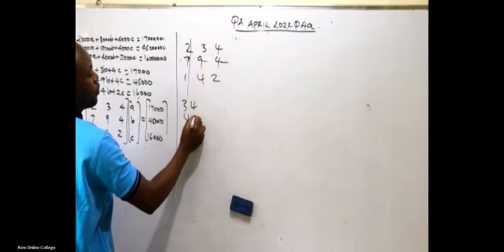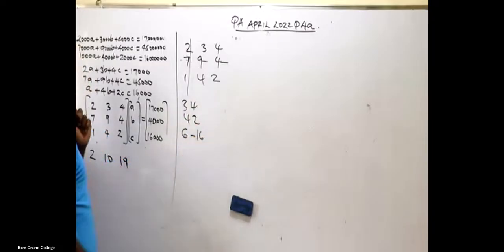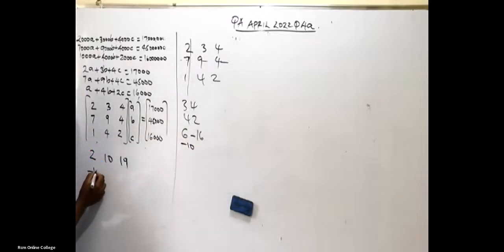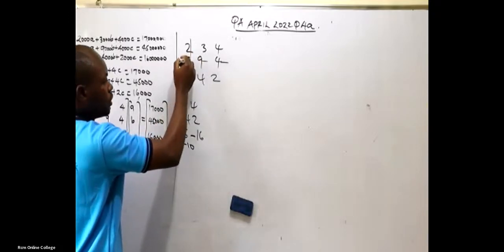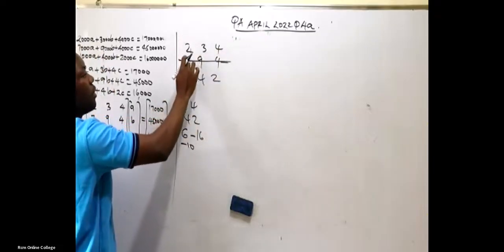3, 4, 4, 2. 3 times 2, that is 6, minus 4 times 4, 16. So that gives you negative 10. So you have now negative 10. Then you come and cross. Remember, this one will be retained. Row number 2 will be constant. But now we go to column number 2.